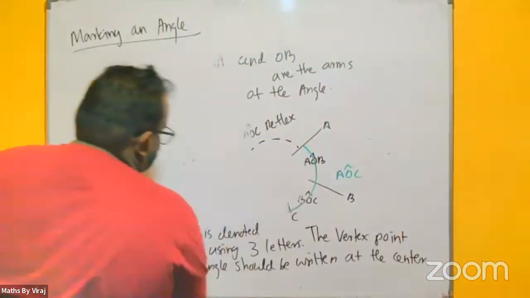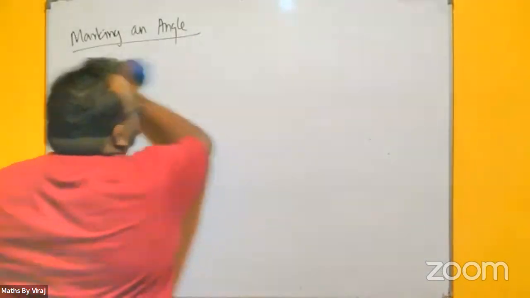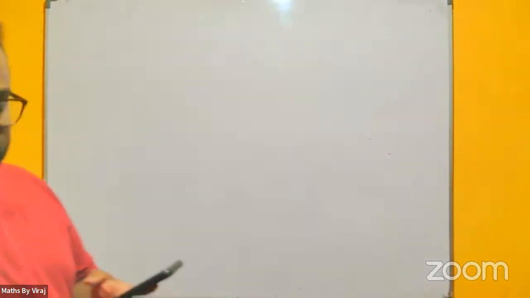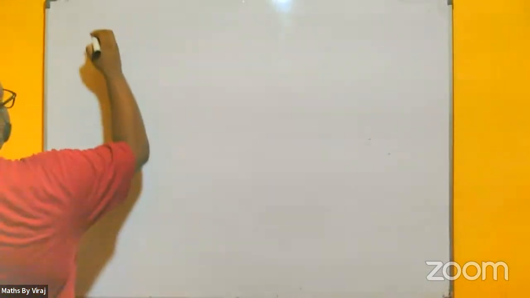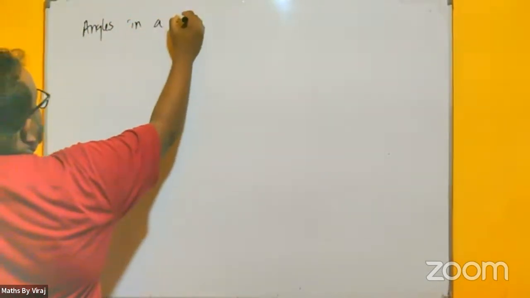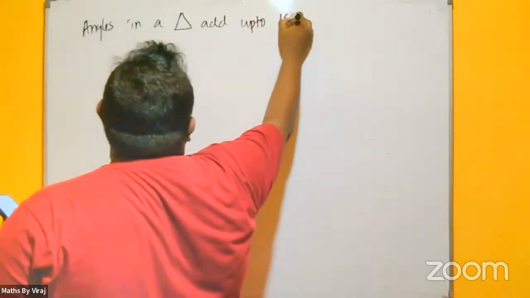We know that angles in a triangle add up to 180. This is very interesting. Let's try to understand this clearly. The theory behind this is angles in a triangle add up to 180.